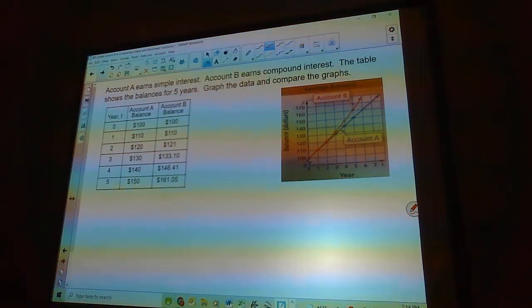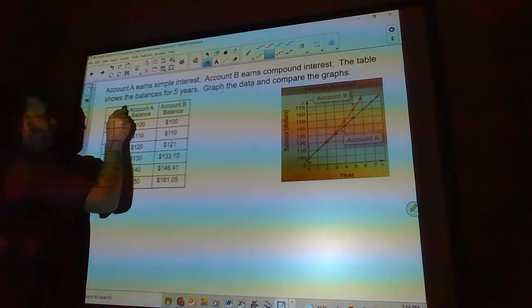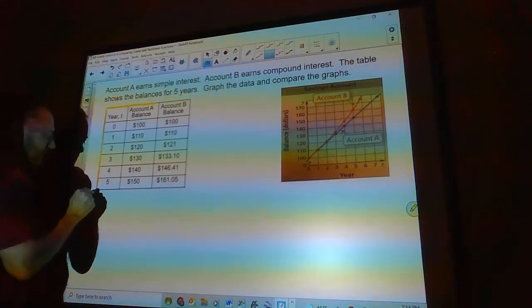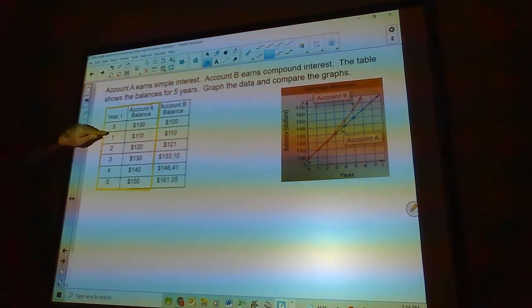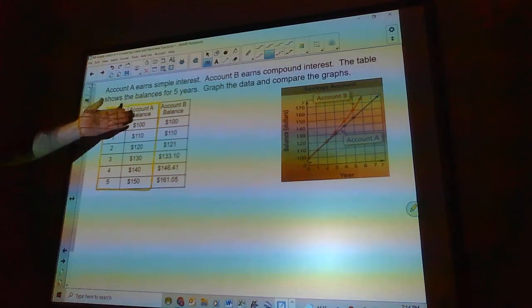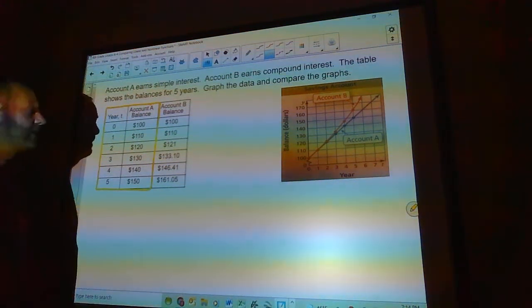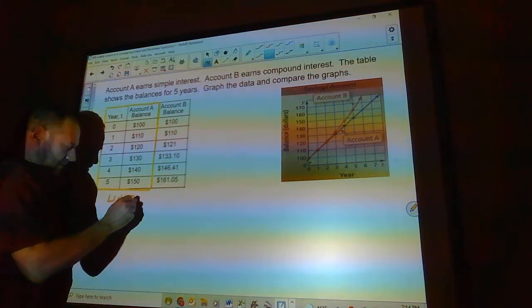Okay, let's look at this. An account A earns simple interest. Account B earns compound interest. The table shows the balances for 5 years. Graph the data and compare the graphs. If we look here at just this part right here, this goes up by 1 each year. This goes up by $10 each year. This is definitely linear, okay? So this part right here, linear.